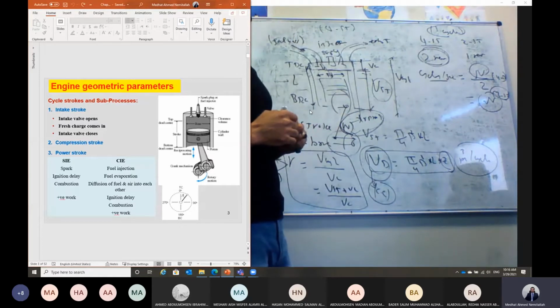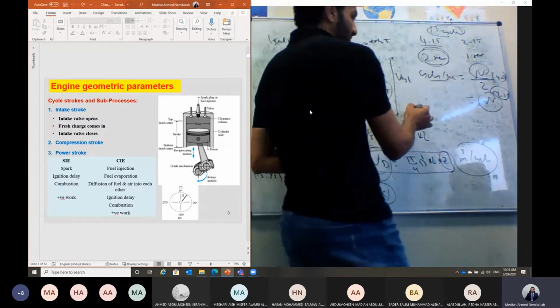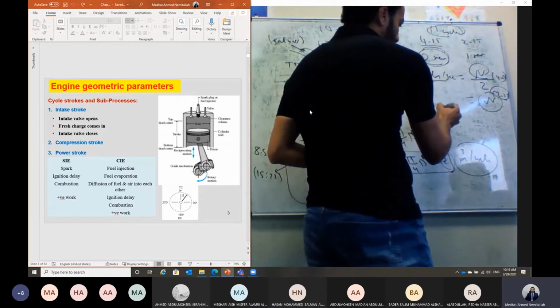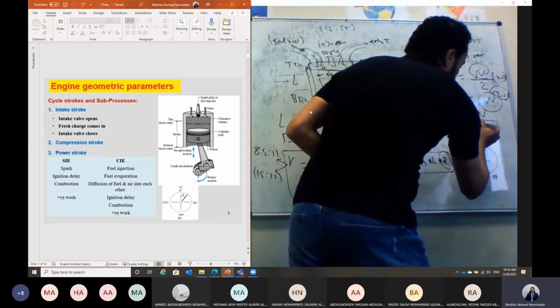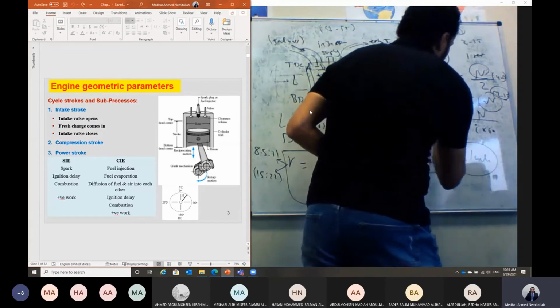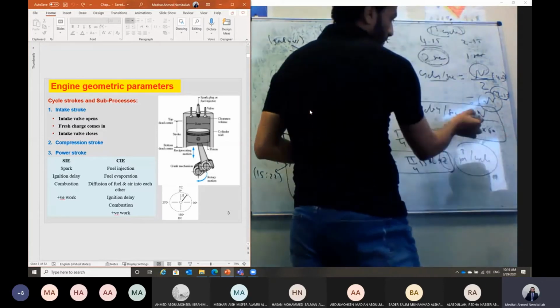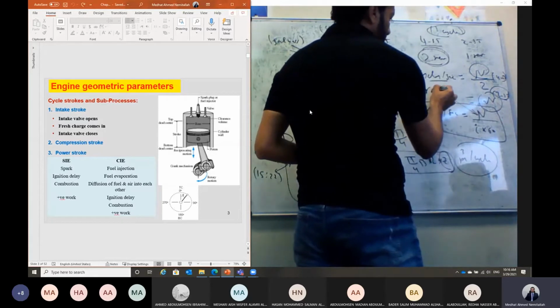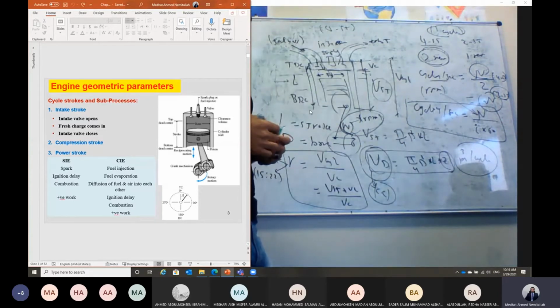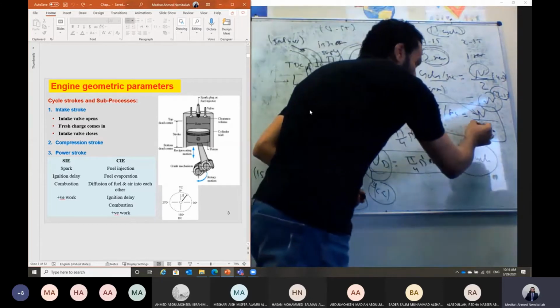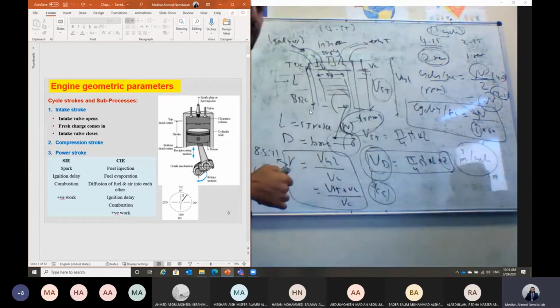So we have to divide by 60 in this case. Or we can generalize that, so we can say the number of cycles per second should equal N divided by I multiplied by 60. Why do we divide by 60? Because this N is measured in revolutions per minute. And this parameter I is the number of crankshaft revolutions per cycle.